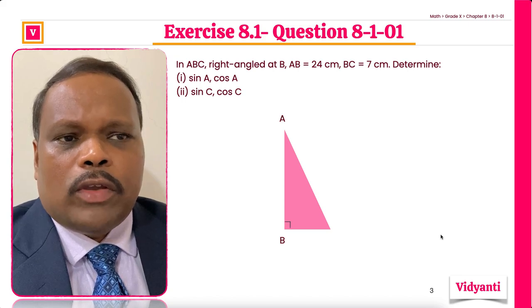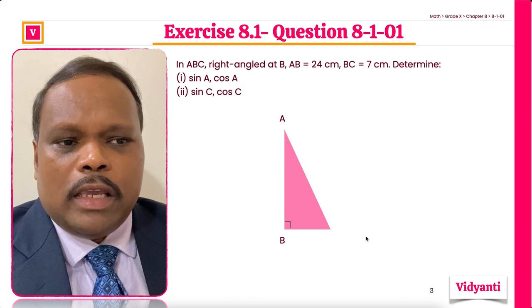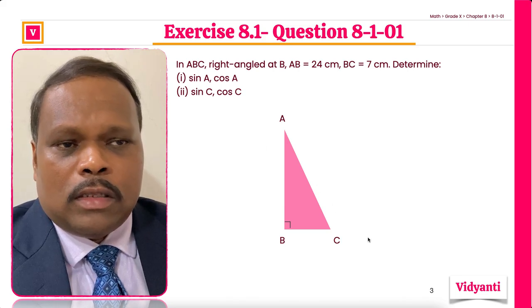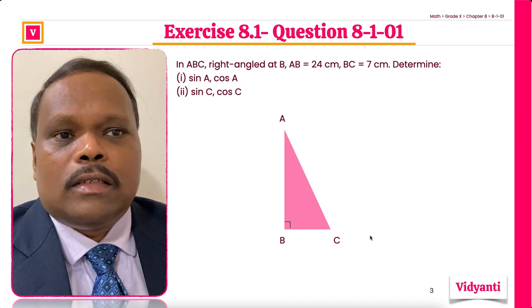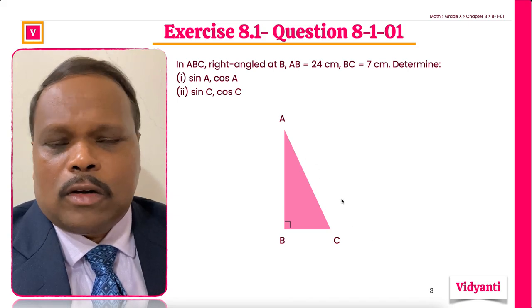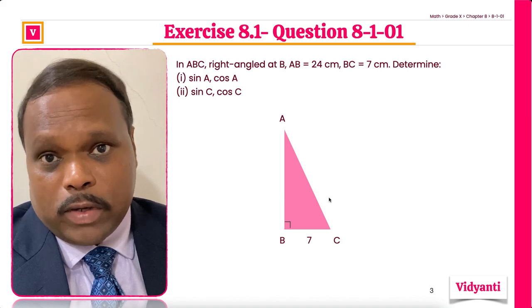Remember, they have given us that the right angle is at B. So that means AC will be the hypotenuse. The longest side will be directly opposite to the 90-degree angle. AC has not been given, AB has been given as 24 and BC has been given as 7.